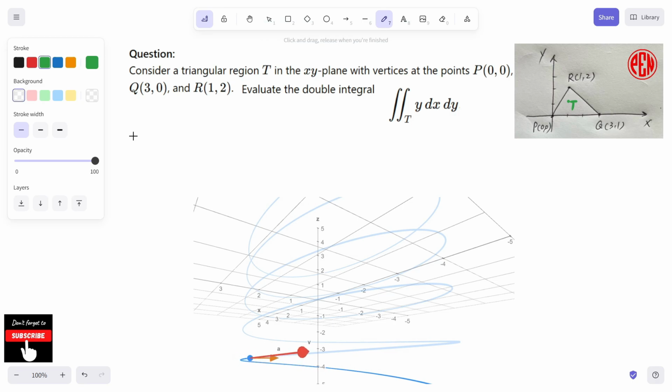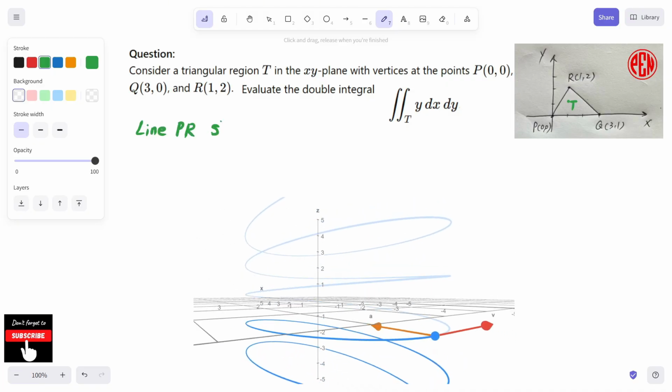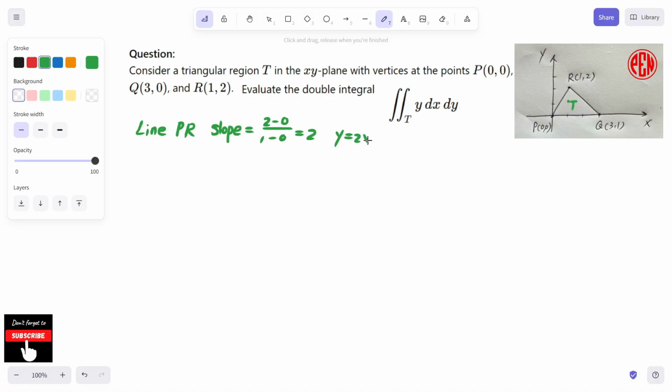Next step is to find the equations of the triangle's sides. Now, let's find the equations of the 3 lines that form the triangle's edges. First, the line connecting point P to point R. Since point P is at 0, 0 and point R is at 1, 2, we can calculate the slope by taking 2 minus 0 divided by 1 minus 0, which gives us a slope of 2. So this line has the form y equals 2x.